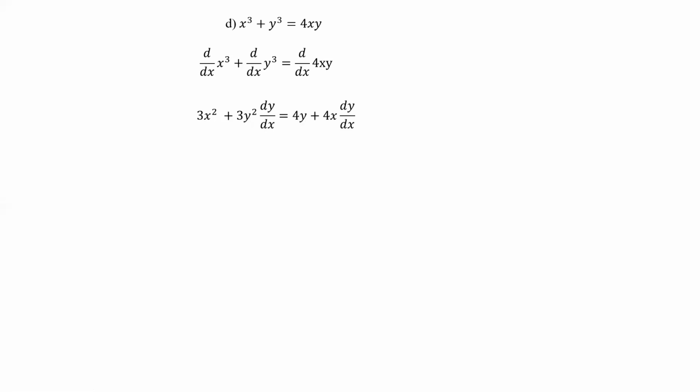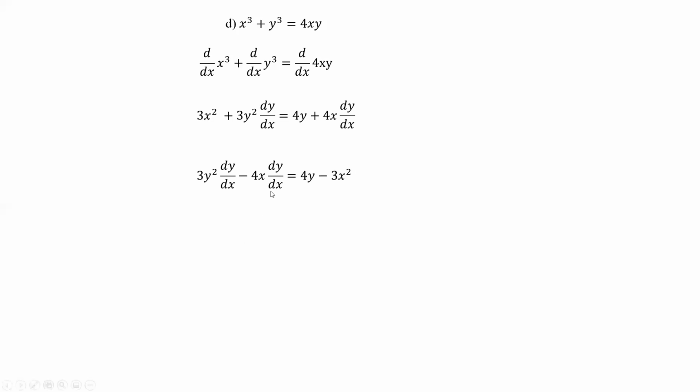The goal again is to get dy dx by itself. So all the terms with dy dx we're going to put on one side of the equation. Move everything else to the other side. Does it matter which side you pick? No. I tend to pick the side that'll give me the least number of negative signs. In this case, it doesn't matter.